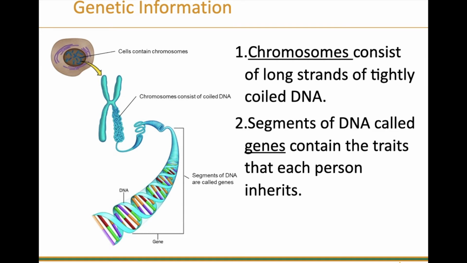Alright, this shows us a picture of some DNA. It's wrapped up tightly in our cells in what are called chromosomes. Chromosomes are these long strands of tightly coiled DNA. Again, it has to be coiled up in order to fit inside of our cells. The segments of DNA called genes contain the traits that each person inherits. So within each chromosome there are several genes, and the gene, remember, is going to have the information to make specific proteins.